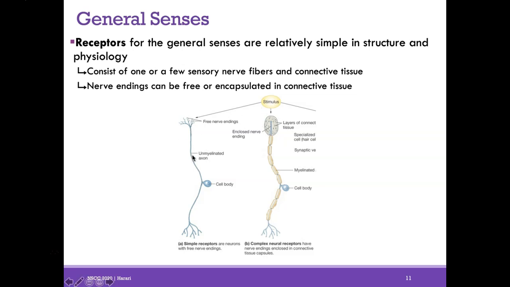So regardless, we have the cell body that's out of the way in unipolar sensory neurons. The nerve ending can be either free or encapsulated in connective tissue. The actual axon can be unmyelinated or myelinated. The cell body is always out of the way in a unipolar neuron.